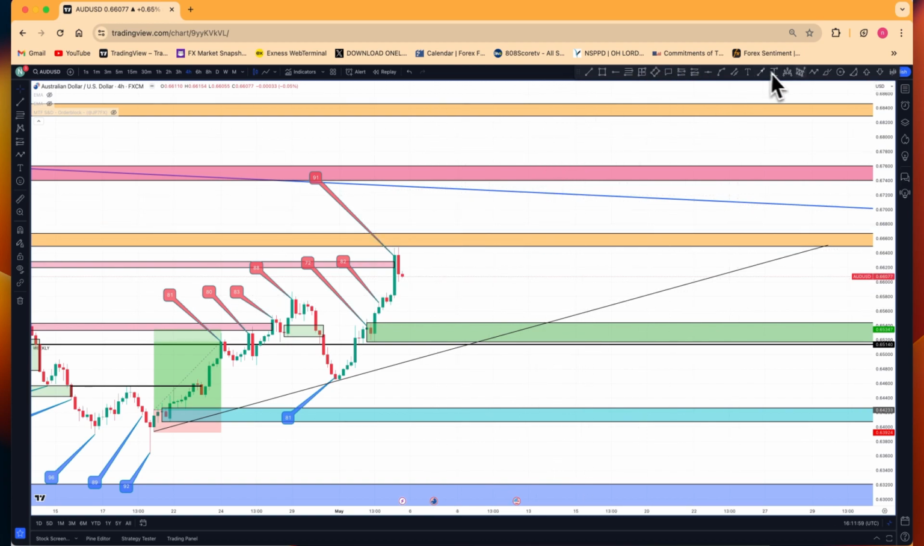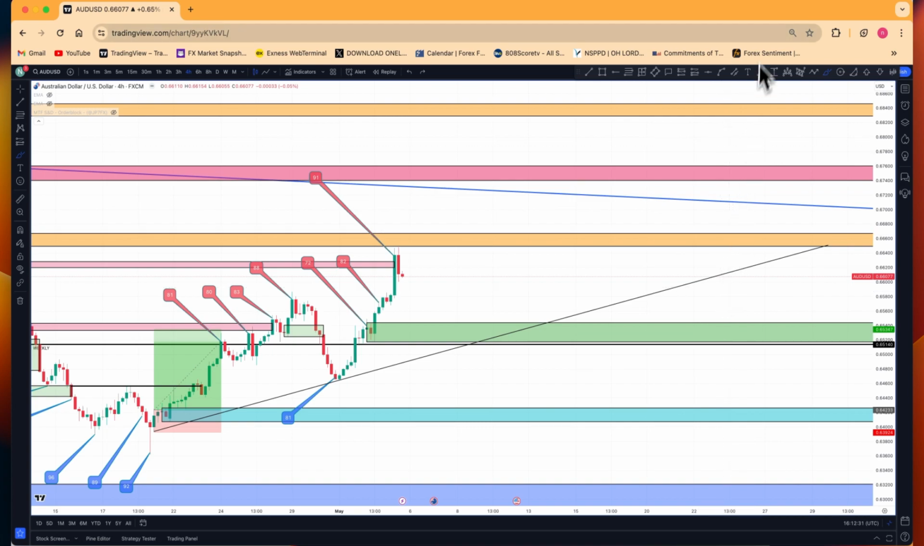But if this market doesn't come back to that area, and I see something like this when the market opens, I will just look for my sell like so, maybe, which is possible. So this is what I'm looking for here.